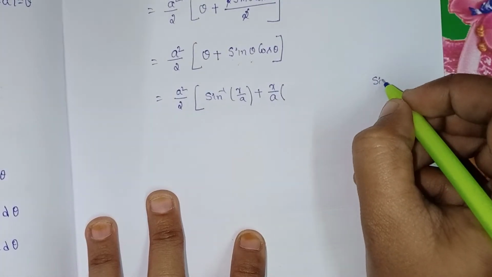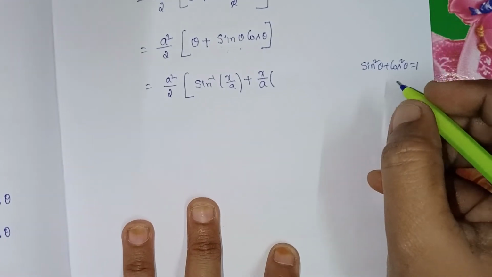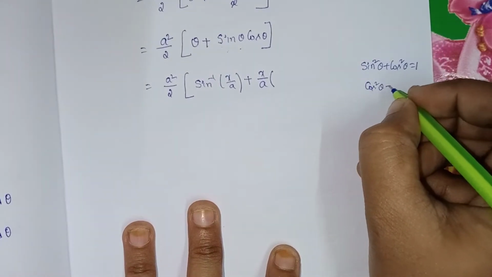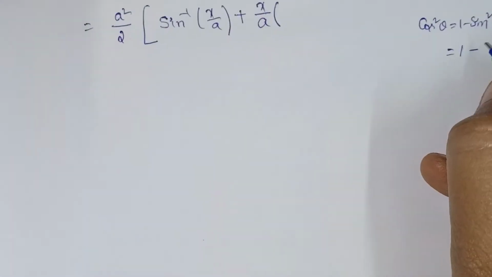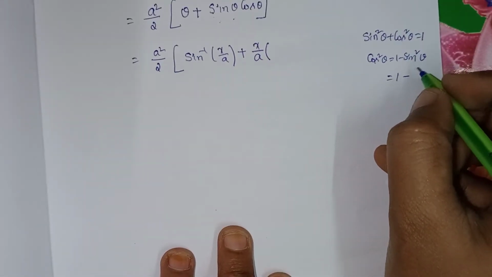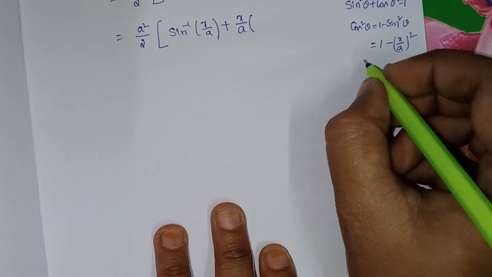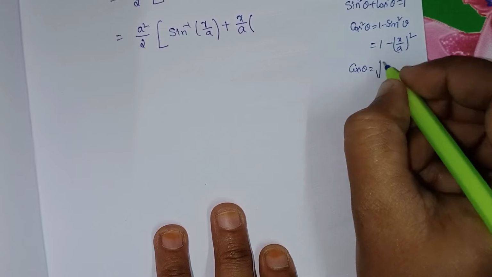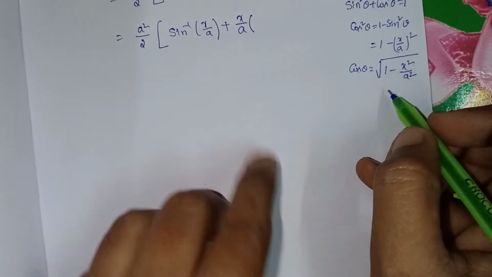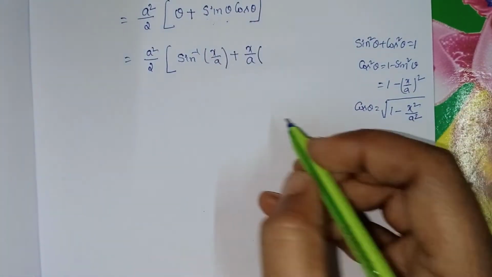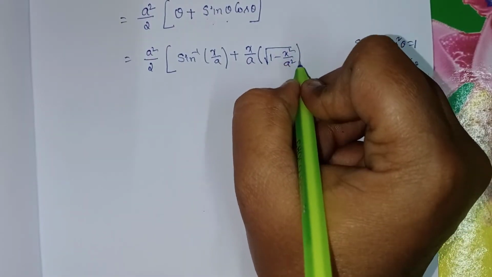See beta, we know one identity: sin square theta plus cos square theta equals 1. So cos square theta equals 1 minus sin square theta, which is 1 minus x by a whole square. Cos theta equals square root of 1 minus x square by a square. So substitute this in the place of cos theta.